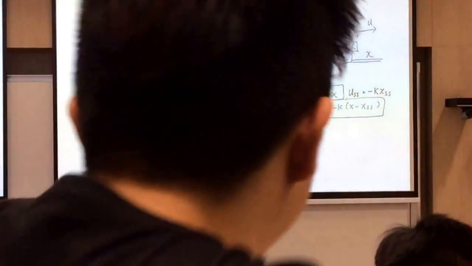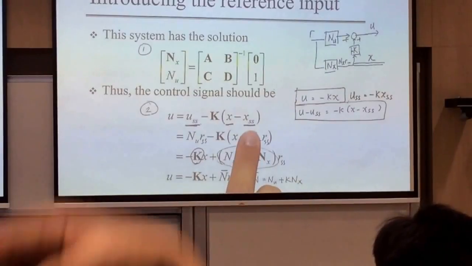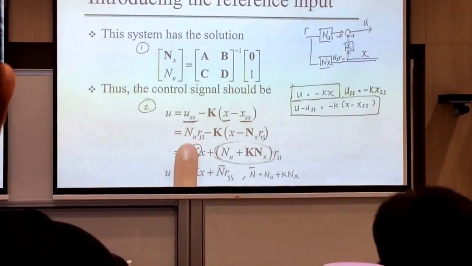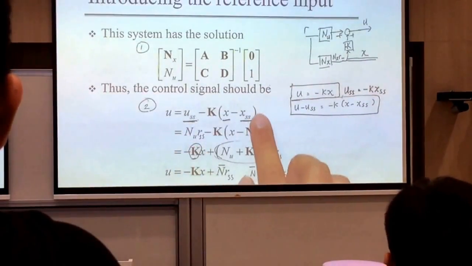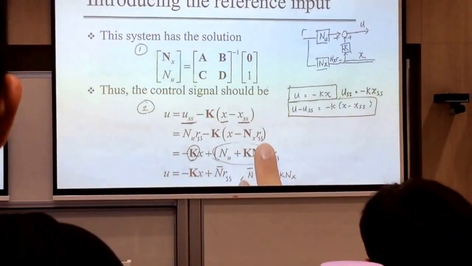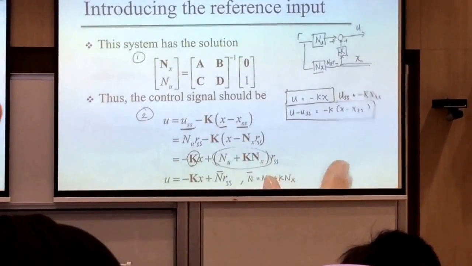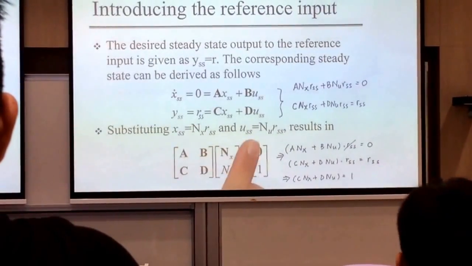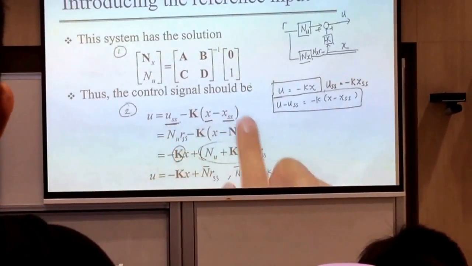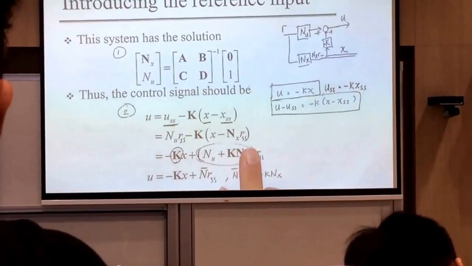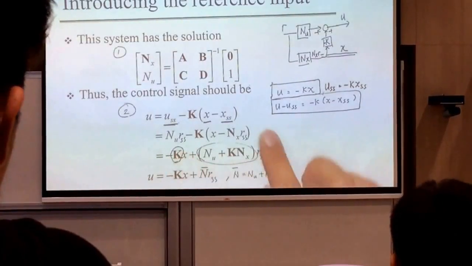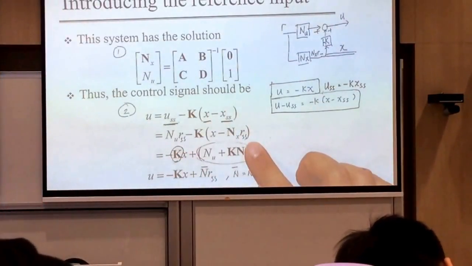You'll try to put your Uss and xss into the format just now. So Uss is Nu rss. xss is Nx rss. Remember? Don't remember, the previous slide. This is this, and this is this. So you substitute. Uss is Nu rss, xss is Nx rss. Basically what we're saying is that the steady state control signal is some component of the reference. The steady state is some component of the reference. Okay?